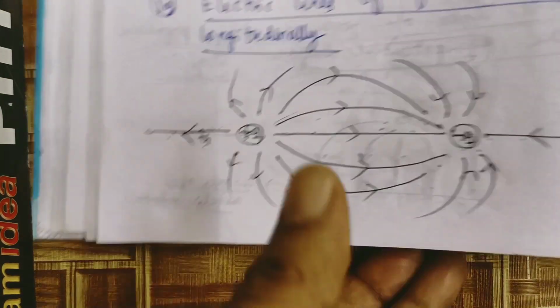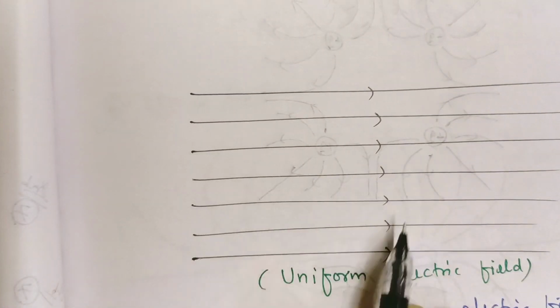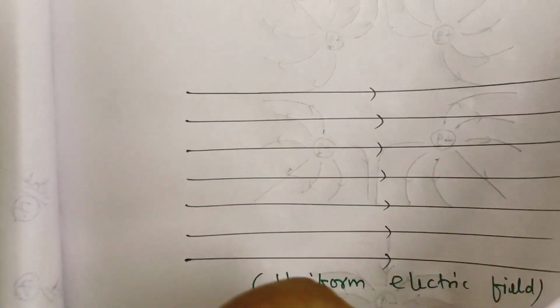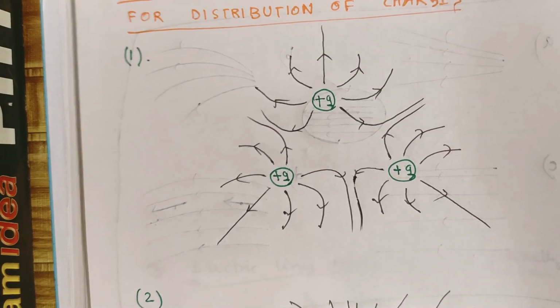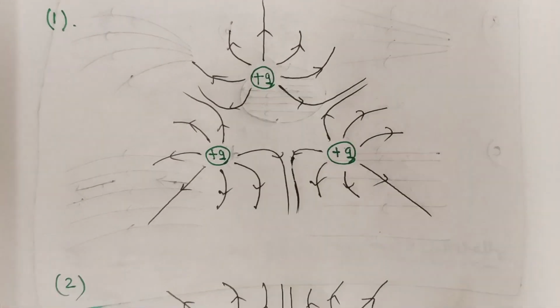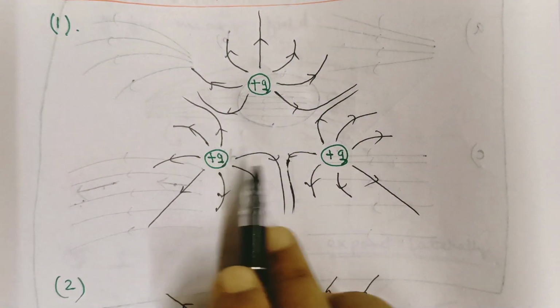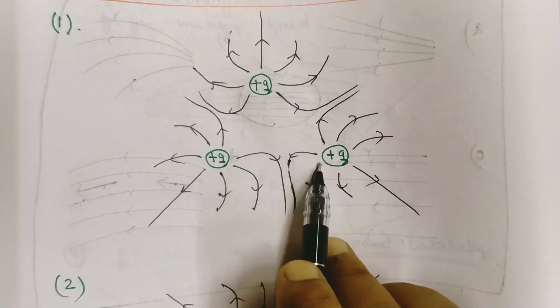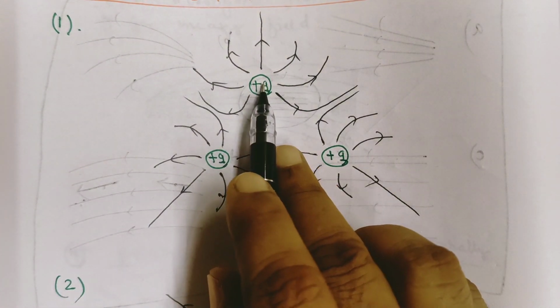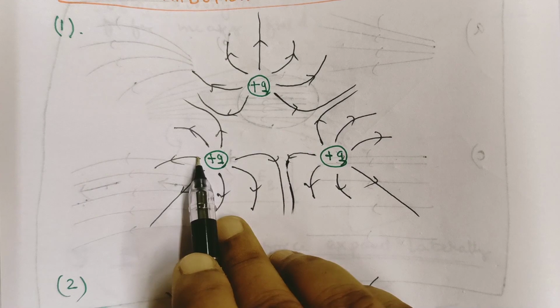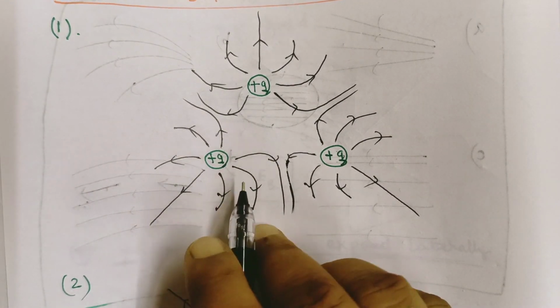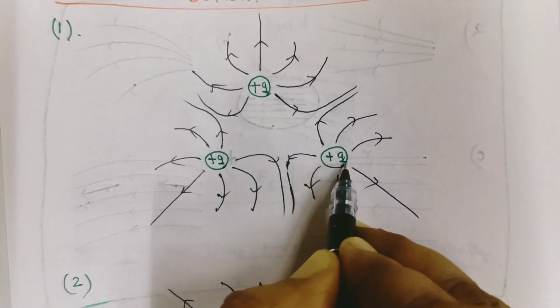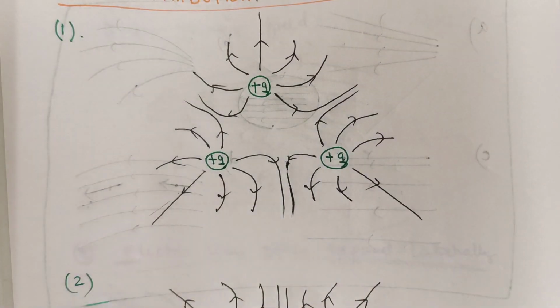For a uniform electric field, the electric lines of force are always parallel and equispaced. Some figures are there; you just have to practice how to draw the electric lines of force. Number one, there are three positive charges of the same magnitude, represented at the corners of an equilateral triangle. How will you draw? First, imagine the geometric concept: which ones are straight lines? This line, this line and this line, only three lines are straight.